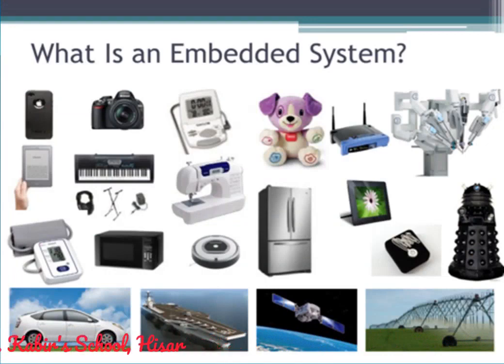Now some examples of embedded system are refrigerators, car, sewing machine, digital cameras, robots, satellite, etc. Now these embedded systems are also called microcontrollers.